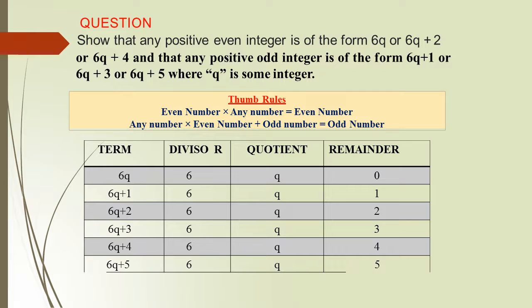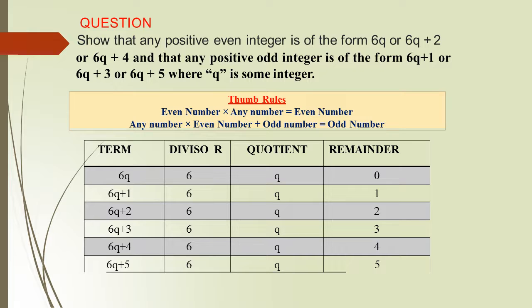Now we know an even number into any number is an even number, and any number into an even number plus an odd number is an odd number. Let's take any even number, say 8 into 6. 8 sixes are 48, which is also an even number. We take 2 into 5. 5 is an odd number, so 2 into 5 is 10, which is an even number. Whenever we add 10 plus 1, it becomes 11. 48 plus 3 is 51, so we get an odd number.